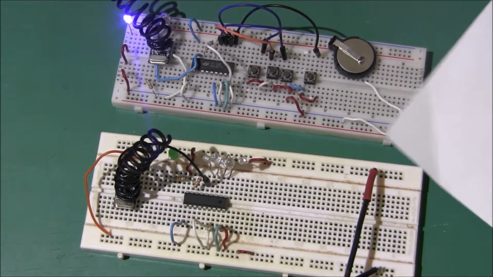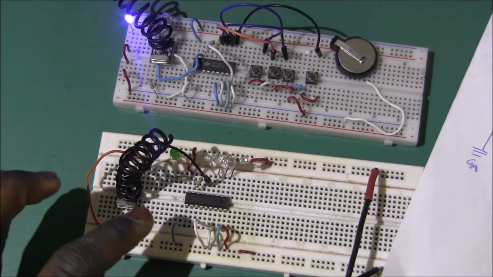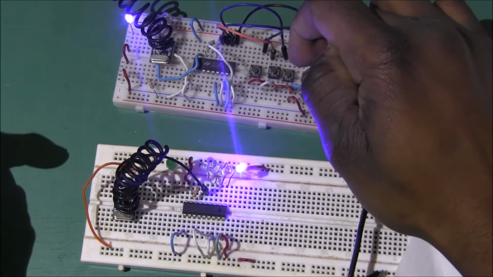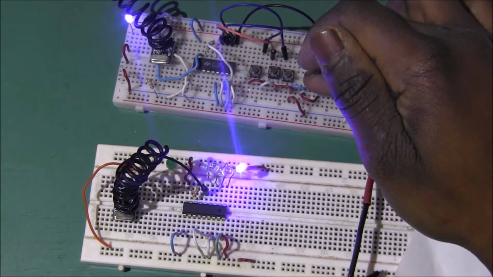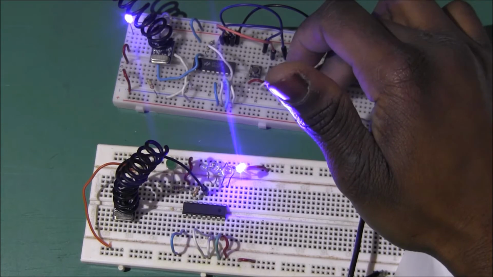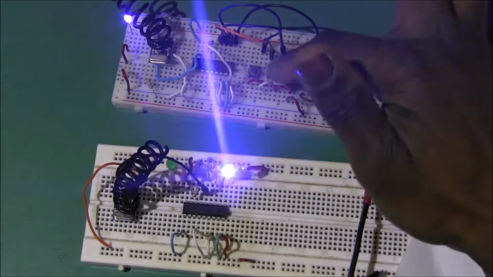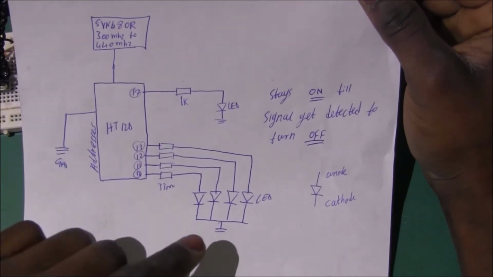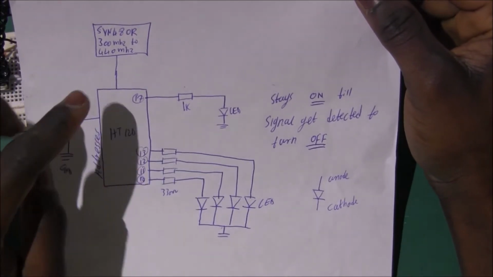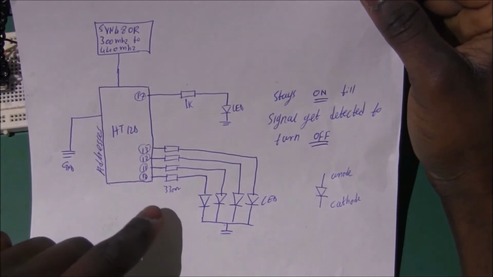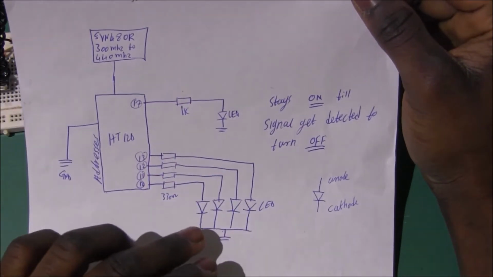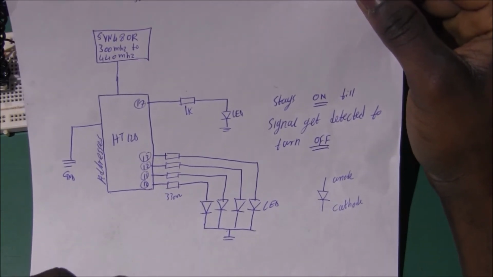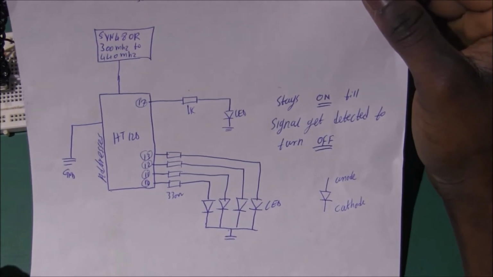You can see the output here, everything stays off until I get the signal to go on. When I press the button continuously, the LED also continuously lights. As soon as I lift the finger, it goes off. Second setup, which is this one over here. Here, the anode comes from the IC, and the cathode goes to the ground. In this setup, everything stays on until it gets a detected signal to turn off.